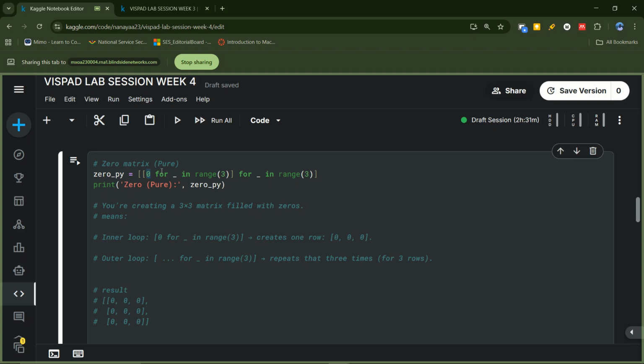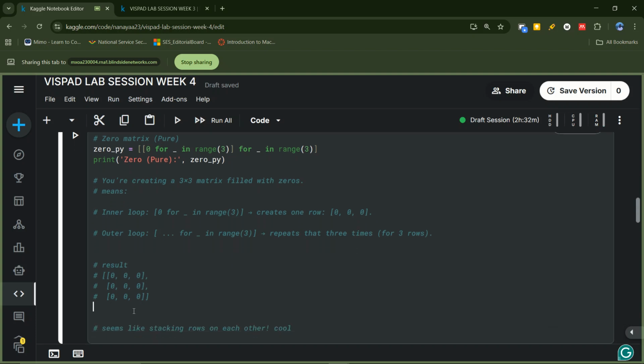Okay, you are creating a 3 by 3 matrix filled with zeros. For your inner loop, 0 for underscore in range 3 creates one row, right? So range 3, remember? So 0, 0, 0. Then the outer loop, for this in range 3, repeats it 3 times. Makes sense, right? So we have 3 rows and 3 columns. That is the result down here.